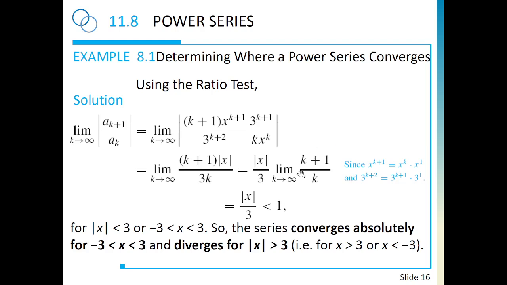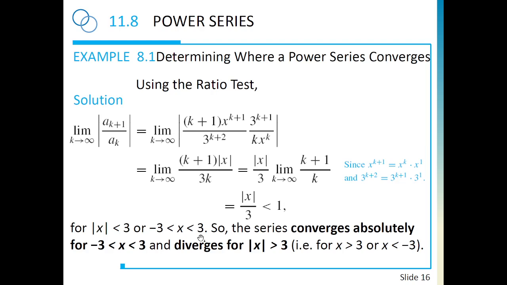So this limit here is 1. That's cute. So at the end, this limit is equal to absolute value of x over 3. Now we know by ratio test that our series will be absolutely convergent if this limit, so the limit to be computed, is smaller than 1. Good, which means that this series is convergent for all x's that are in absolute value smaller than 3, which means for x between negative 3 and 3.